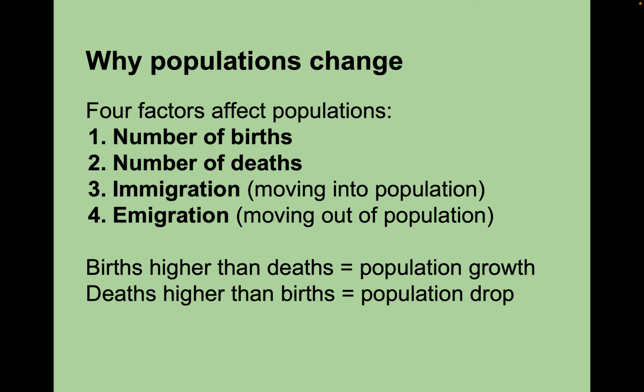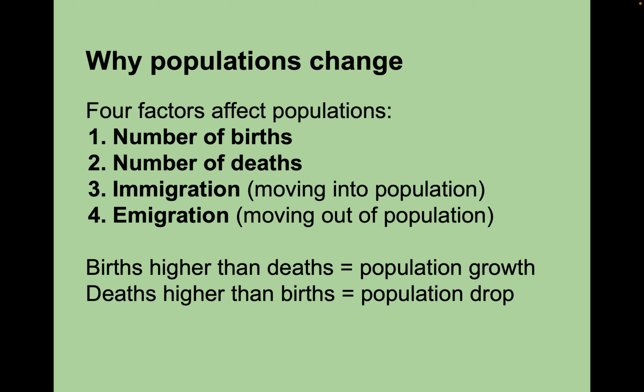When we're talking about populations, we can count them, but it's kind of hard because there's probably a lot of them spread out over a lot of area. But there are different factors that would affect how many are in there. First off, the number of births. Second, number of deaths. Third, immigration, which means moving in. Fourth is emigration, which means moving out.